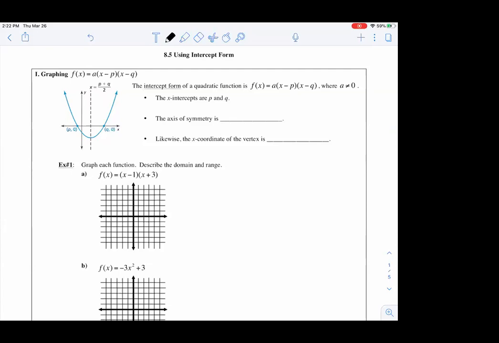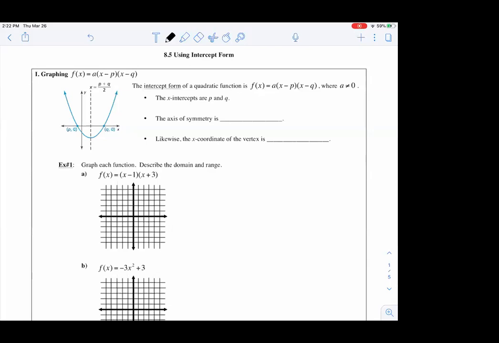So it's basically x-intercept form, not y-intercept. Now, can someone tell me what does x-intercept mean? What are x-intercepts? When it intersects the x-axis. Correct. X-intercepts are the points where the graph intersects the x-axis.